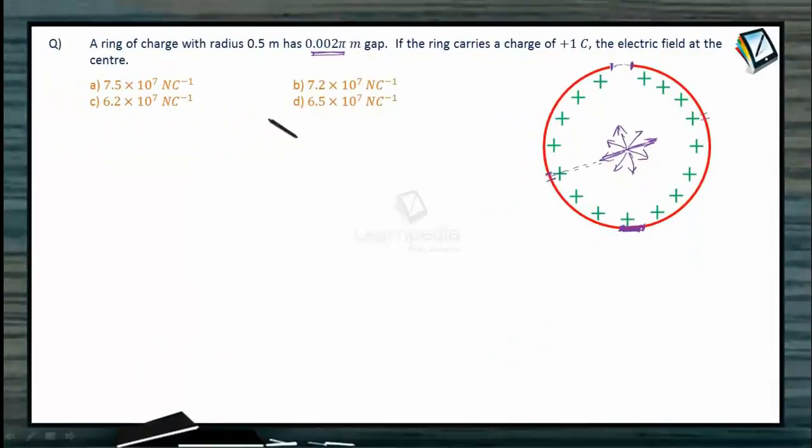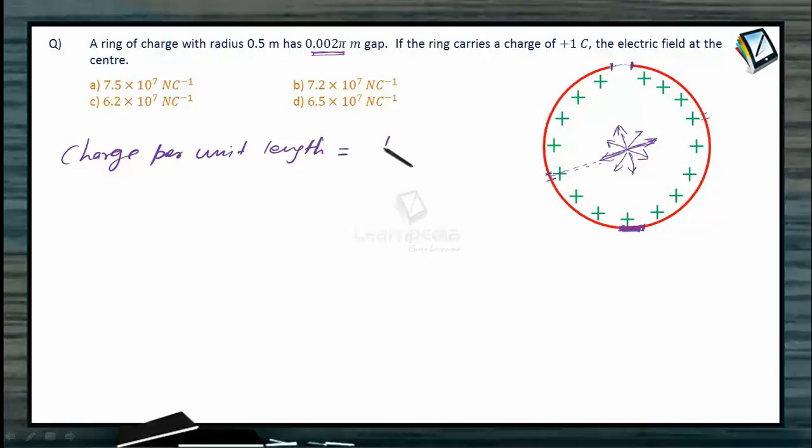Here, the one approximation that I'm using is that this 1 coulomb charge is there on the complete ring. I'm neglecting this width, although the 1 coulomb charge is distributed only on this portion of the ring. But since this gap is very small, we can consider it almost a complete ring. So what will be the charge per unit length? First let us get the idea of charge per unit length.